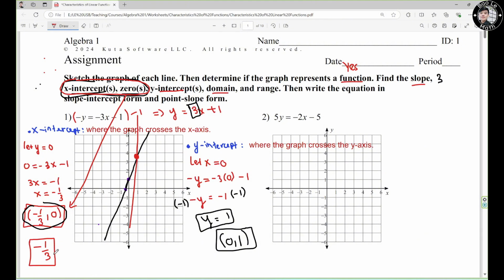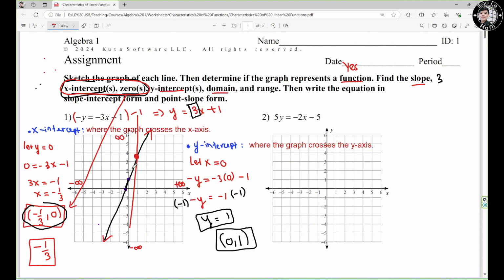Now the domain, which means we need to find the interval from left to right. So we see that the left one right here should be negative infinity. The right one should be positive infinity. The bottom right here should be negative infinity, and the top right here should be positive infinity.